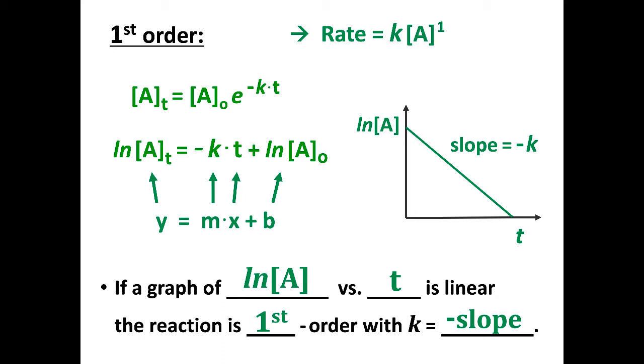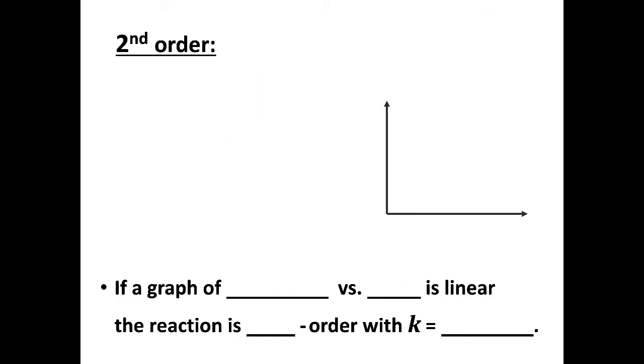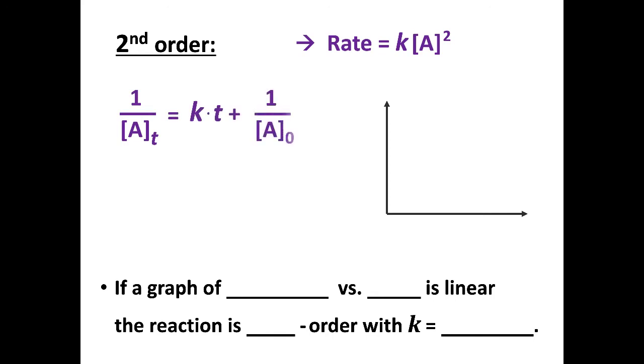So if we do this graphing and find this relationship, then we know the rate law because we found that it's first order and we found the value of the slope. And then same idea applies for second order. If it's a second order rate law, rate equals k times a concentration to the second power.